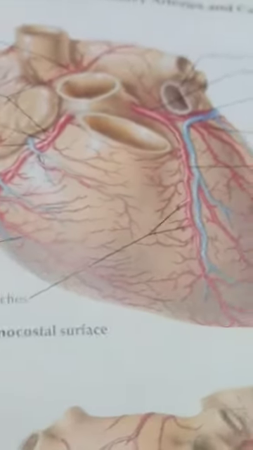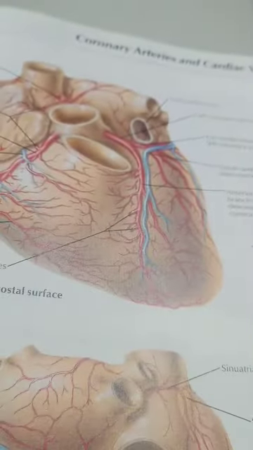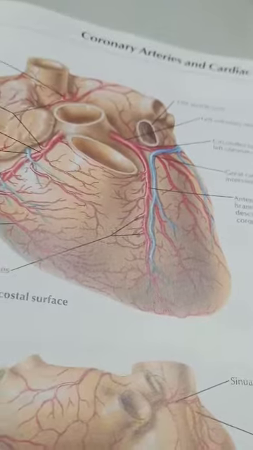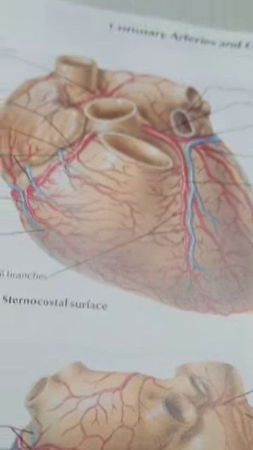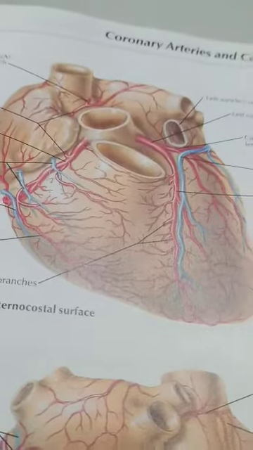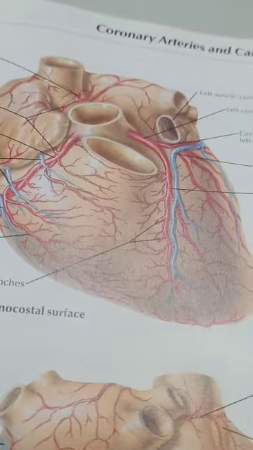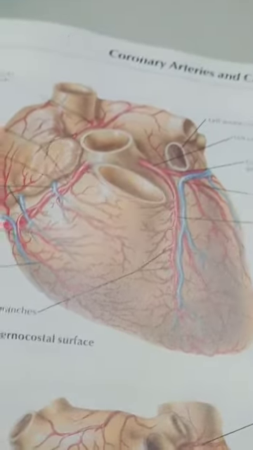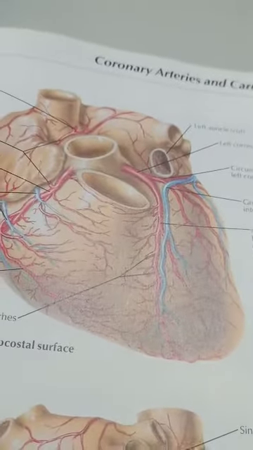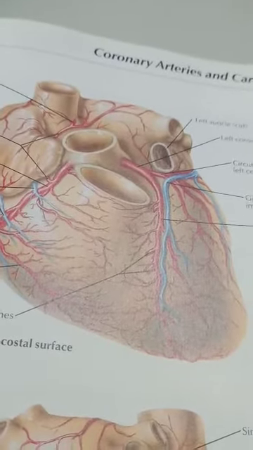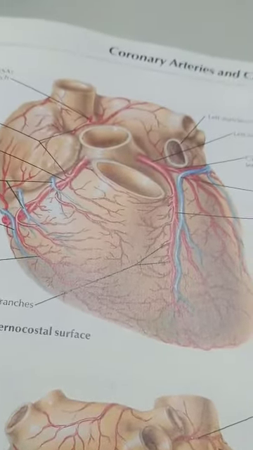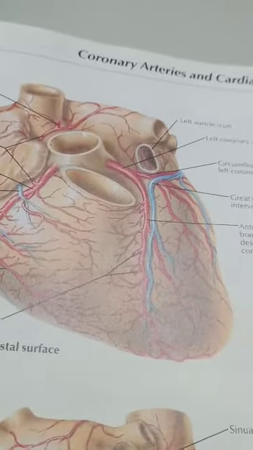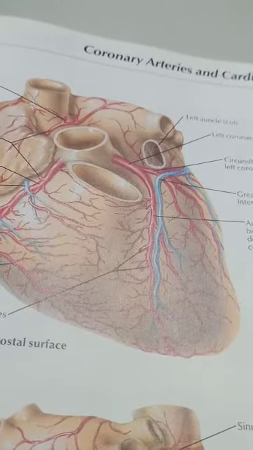Good afternoon, students. Today we will learn about the arterial supply of the heart. The arterial supply of the heart is the coronary circulation. First we will see the arteries which supply the heart. The arteries supplying the heart are known as coronary arteries, and there are right and left coronary arteries. Both are branches of the ascending aorta.